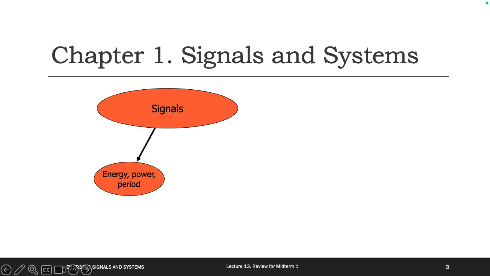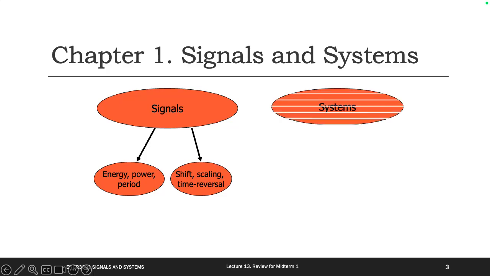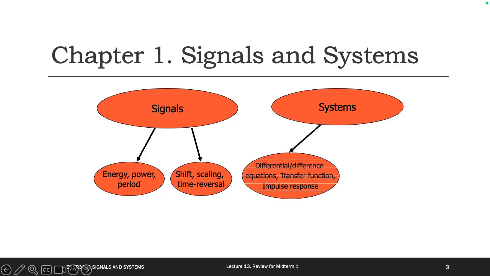And we also learn something for the signals: shift, scaling, and time reversal, to transform the signals. What else for the systems? Yeah, some properties for systems, am I right? Actually, we talk about the differential and difference equations for systems. Do you remember that form? First order differential and difference equations.